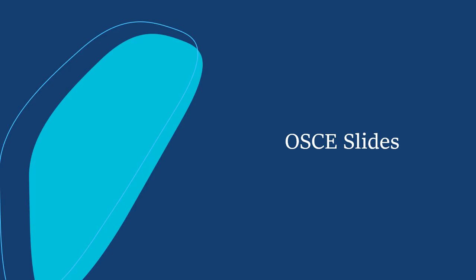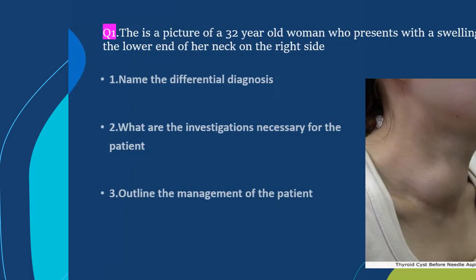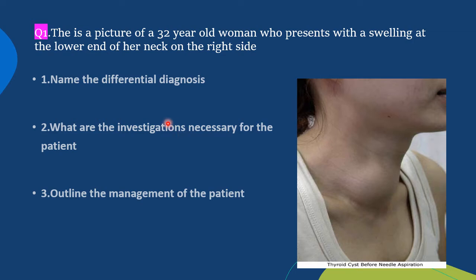Okay, now we go on to some practice OSCE slides on thyroid problems. Question number 1. This is a picture of a 32-year-old woman who presents with a swelling at the lower end of the neck on the right side. The questions: name the differential diagnosis for this condition. Adenoma, thyroid cyst, cervical lymph node, carotid artery aneurysm, or multinodular goiter.